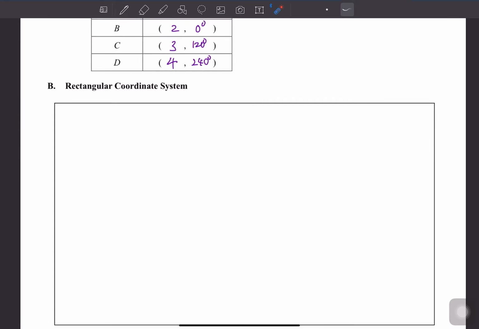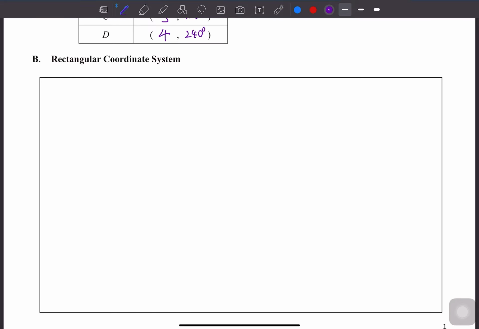In the rectangular coordinate system, we also have two elements. The first element is the x coordinate. The second one is the y coordinate. But in this video, I want to have a short review on some formulas. In S3, you learned a lot of formulas related to rectangular coordinate system.